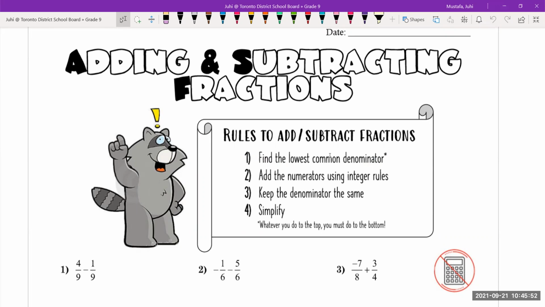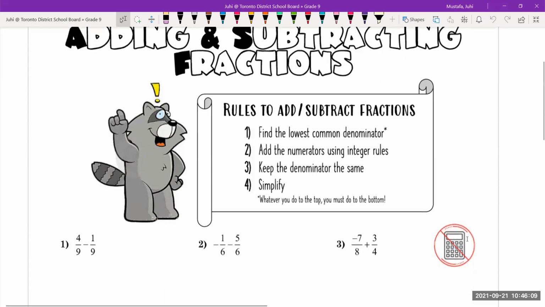Number one, we are going to find the lowest common denominator. We're going to remember the rule, whatever you do to the top, you have to also do to the bottom. We're going to add the numerators using the integer rules. We're going to keep the denominators the same, and then we're going to simplify. And just a reminder, we are not going to be using calculators, but we're going to have our multiplication sheets in front of us so that we can practice our multiplication table using that.